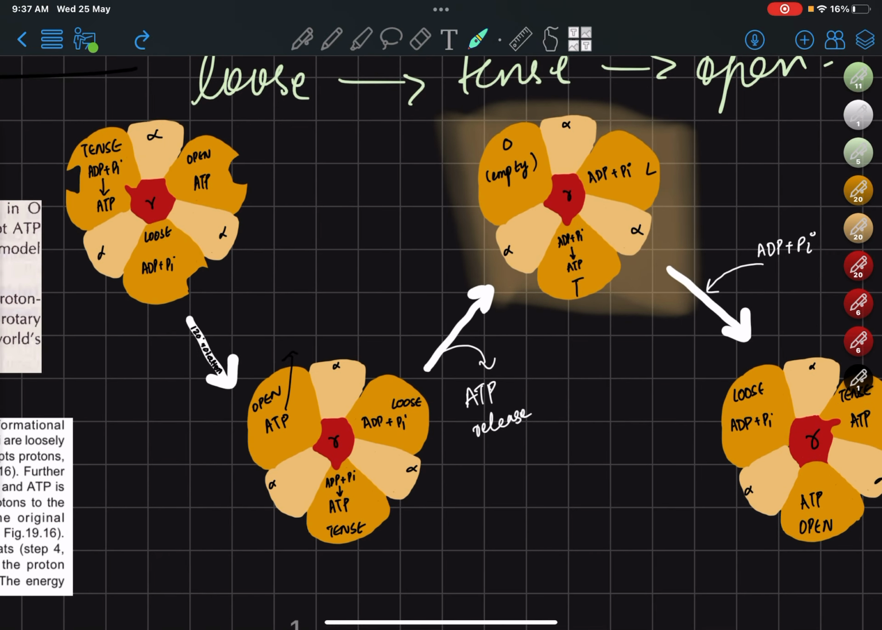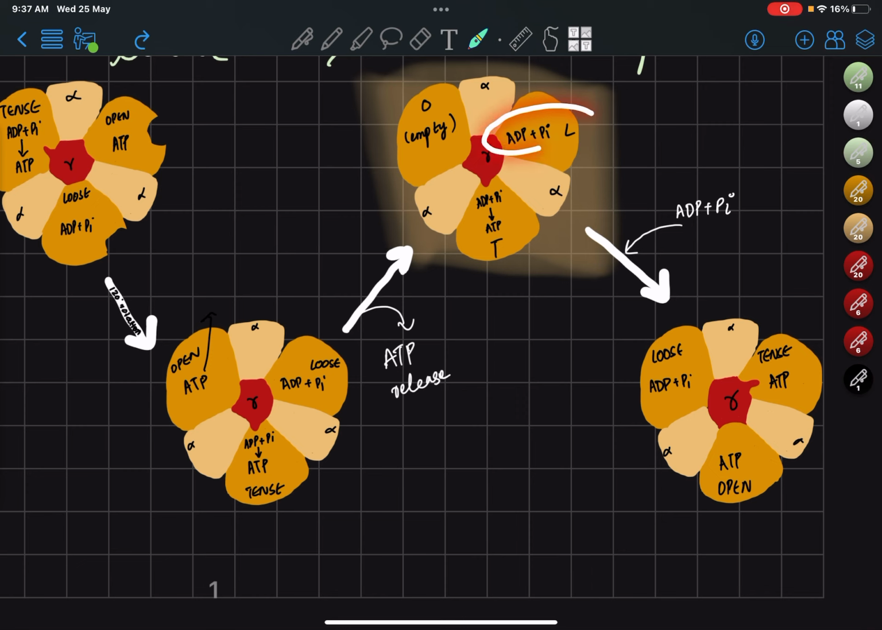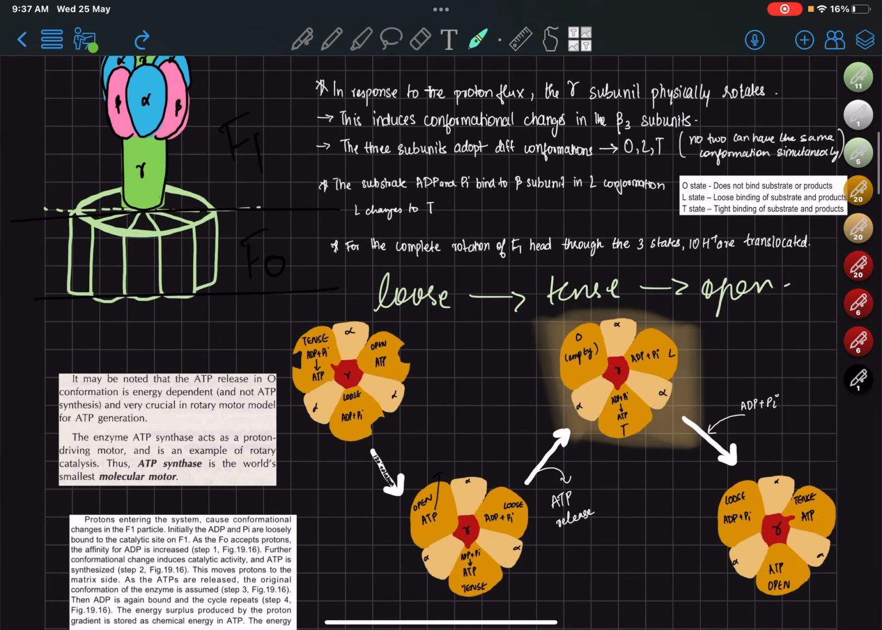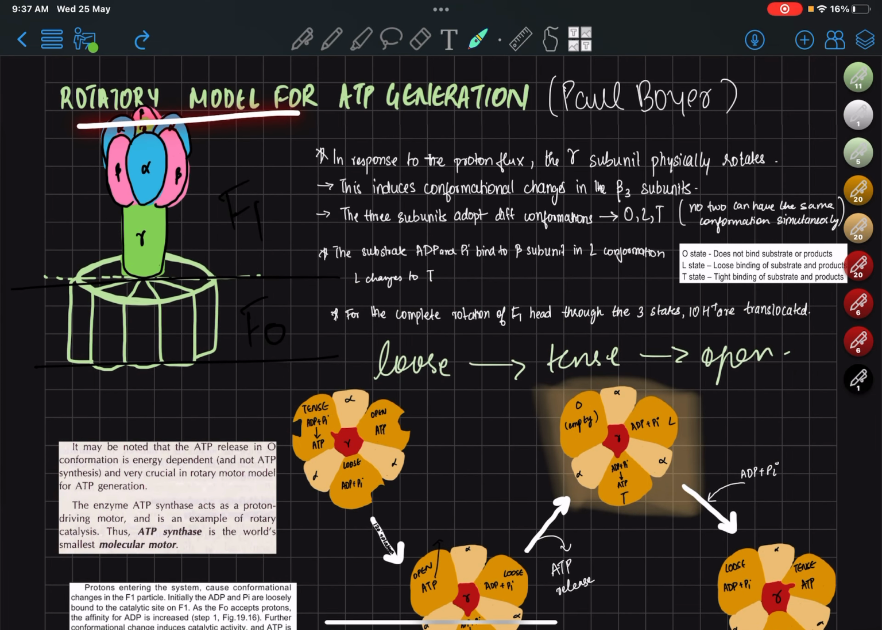The same thing is happening in the third one also. You have ADP and Pi here, tense state ATP, then again open, ATP is released out. And now it is loose here again. So that's how it happens. That's the whole process of the rotatory model of ATP generation.